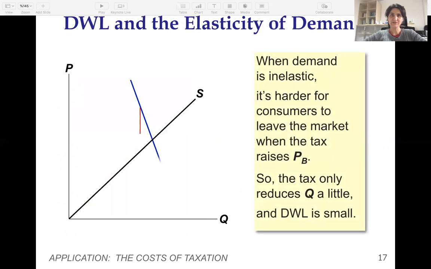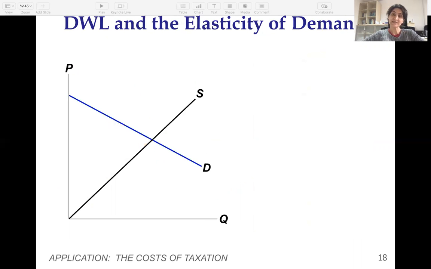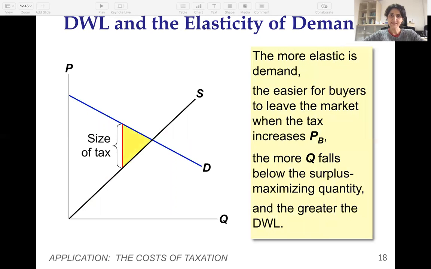How about the elasticity of demand? This is inelastic demand, right? So it is steep, and it's harder for consumers to leave the market when the tax raises PB. So the tax only reduces Q a little, and deadweight loss is small. But if demand is elastic, if it is less steep, then it is easier for buyers to leave the market when the tax increases PB. So the more Q falls below the surplus-maximizing quantity, the greater the deadweight loss will be.